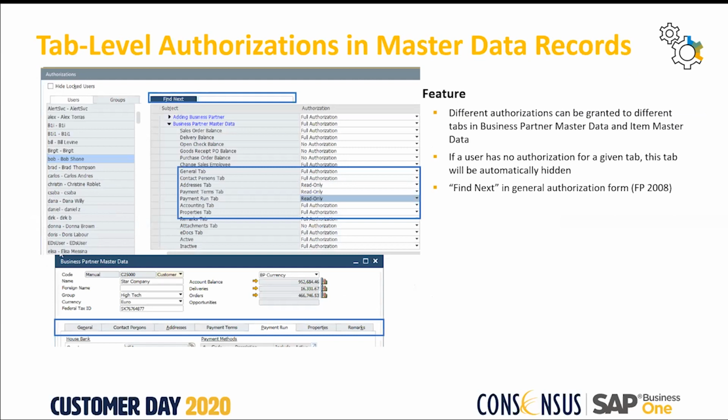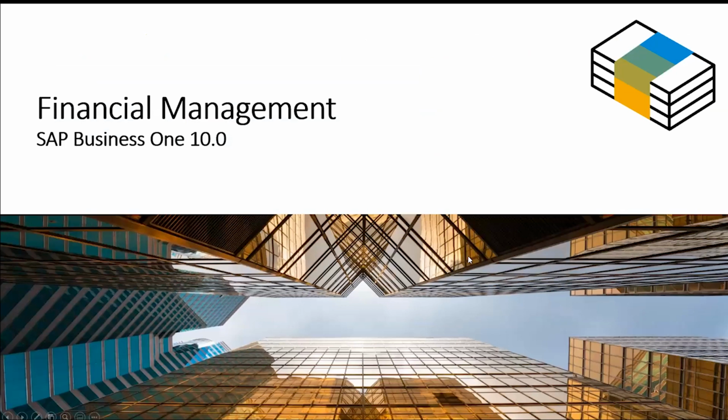On the authorizations under business partners, I can now set tab level authorization. So I can say the user cannot open payment terms at all, or it's read only for that tab. That makes it easier and more detailed, because before you could only do certain fields in the business partners, and now it's by the tab level. So it makes the authorization levels more detailed. And if a user doesn't have authorization to a certain tab, it's going to be automatically hidden when they open the business partner master data.